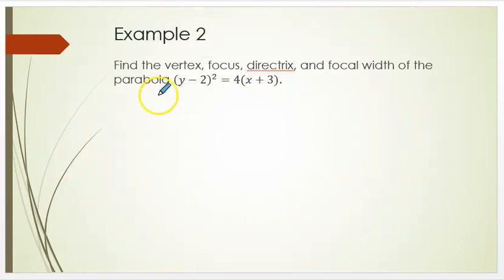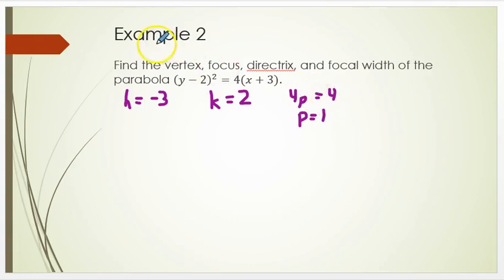So by labeling my values, h, it's always the number that's attached to the x. Don't forget to change the sign on it. So this one's going to be a -3. K is the number that's always attached to the y variable. Don't forget to change the sign on it. It's a +2. And then 4p is that coefficient. It should be next to the first power variable. It shouldn't be on the squared. It should be on the first power variable. So 4p in this case is equal to 4, which means that p is equal to 1, dividing both sides by 4. So now we have our 3 values, h, k, and p. That's what everything is going to be based on.